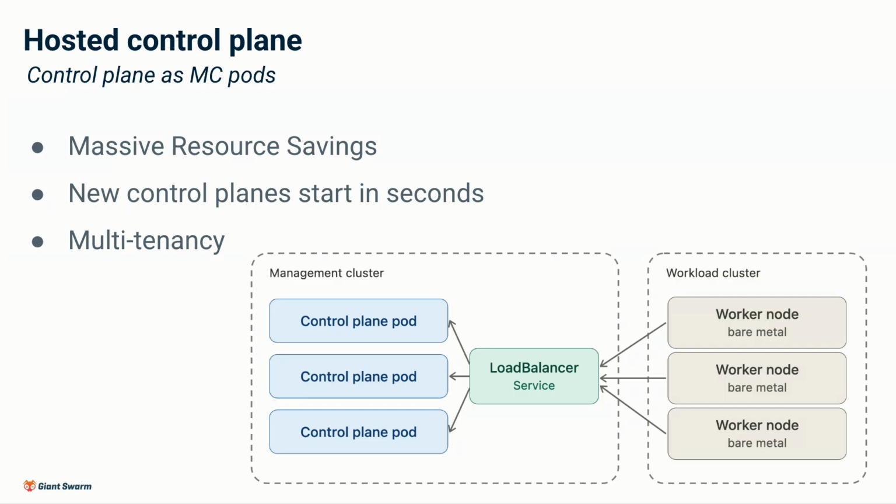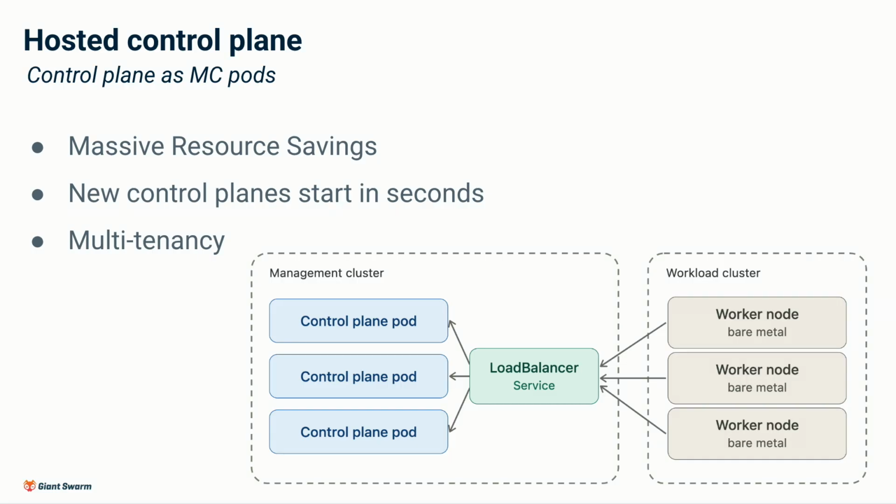So with hosted control planes, instead of running specific control plane nodes within the workload cluster, we run these control plane components as pods somewhere else. In the case of Cluster API, it's most likely going to be in the management cluster. So the benefits are pretty obvious here.